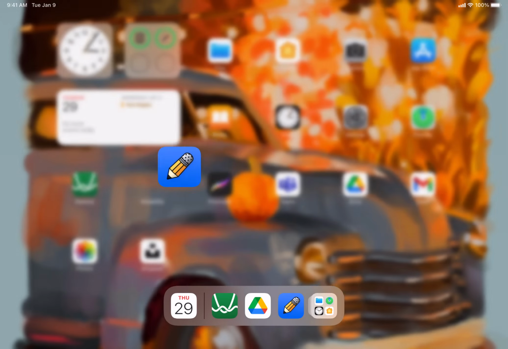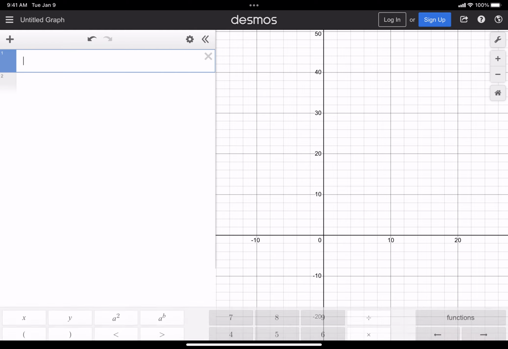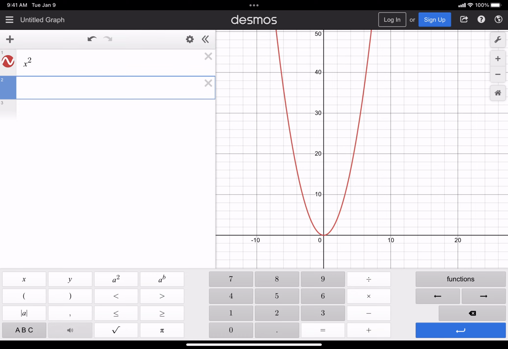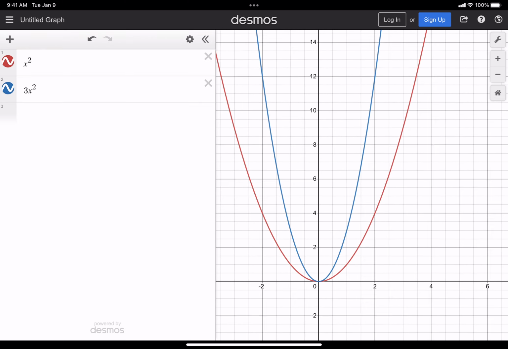Maybe it would help if I did a Desmos. Let's do a Desmos. Okay, let's take a look at 2 functions. The first one's going to be x squared, and the second function is going to be 3x squared. Agree? Okay, so let's take a look at some of these points here.